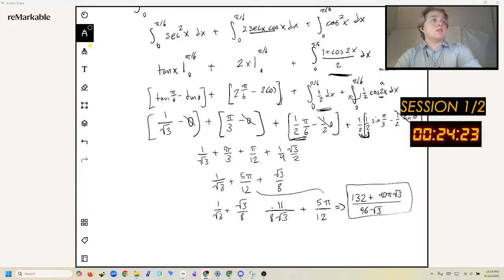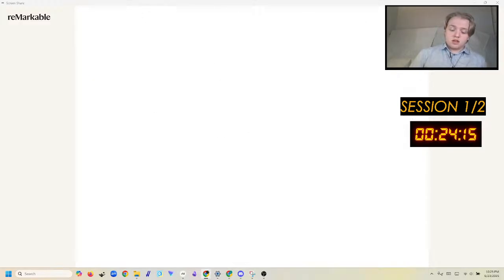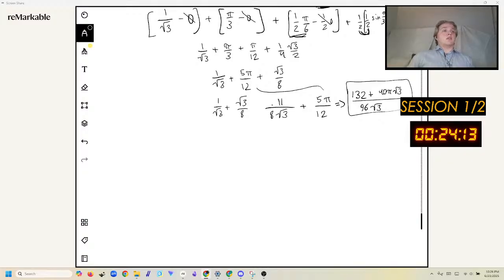Six square root 3. Alright, that is the expression. And that is correct. Awesome. Trust the math. Very good. So we are on to question 7.